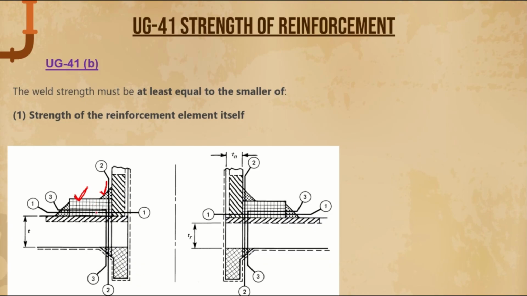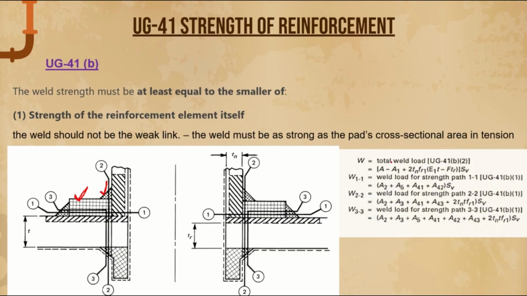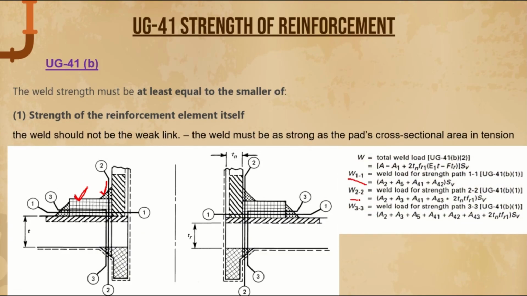For example, if you have your reinforcement pad, the weld must be stronger than this reinforcement pad, guys. So this is what I want to say. Here you can see W11, W22, W33, related to weld load strength for the different parts. Here you have some different part sites, 1, 3, 2, right? So these are the weld load strength paths. You can calculate by using these formulas, guys. So let's go to the next point.